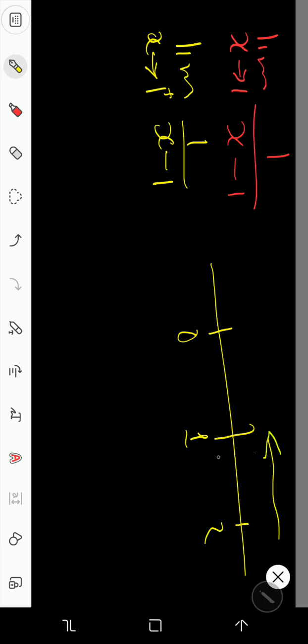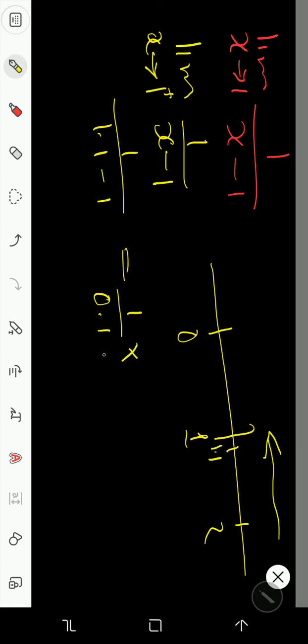Let's pick a number which is the closest number to 1. In this case, I'll pick 1.1. Then let's evaluate this function at 1.1. Where there is x, we put 1.1 minus 1. So when you evaluate it, it will give you 0.1.